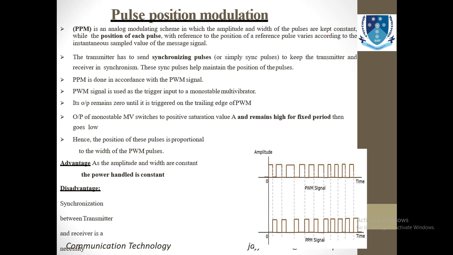Let's talk about pulse position modulation. Pulse position modulation, commonly known as PPM, is an analog modulating scheme in which the amplitude and the width of pulses are kept constant, while the position of each pulse is changed, as we discussed earlier, with reference to the position of a reference pulse, and varies according to the instantaneous value of the message input signal.